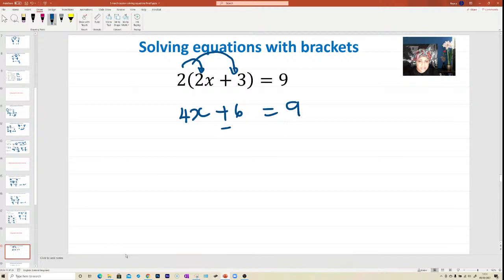We need to get rid of this 6 because it's positive. So minus 6 on both sides. So we have 4x equals, that's gone to 0, 3. Now divide by 4 on both sides. You have x equals to 3 over 4 because they cancel, okay?